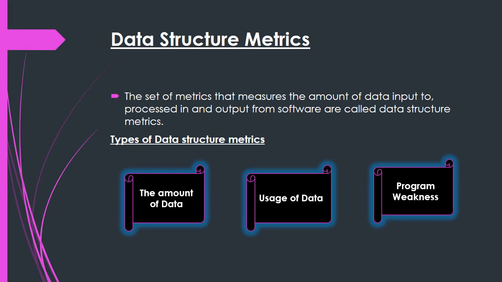So all these measurements, the number of inputs, the processing, and the number of outputs, we can measure with the help of these data structure metrics. Overall it is represented by the data structure metrics. And in order to calculate the amount of all the data that we are providing to a particular system, we have different types of data structure metrics. The first one is the amount of data, the second is the usage of data, and the third one is program weakness. We will discuss each one of them in detail in the coming slides one by one.